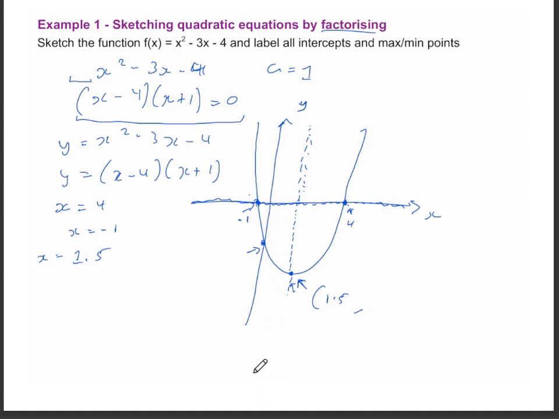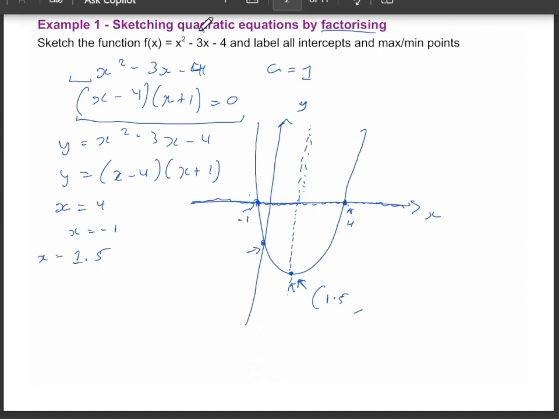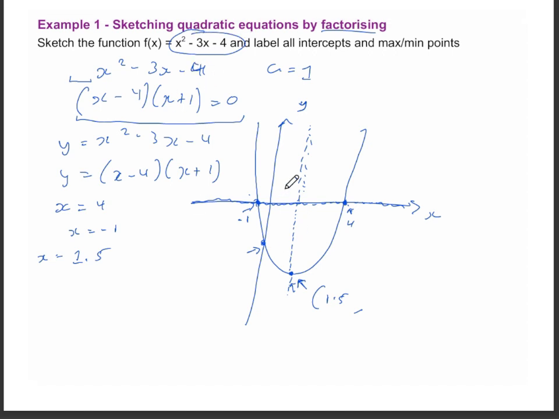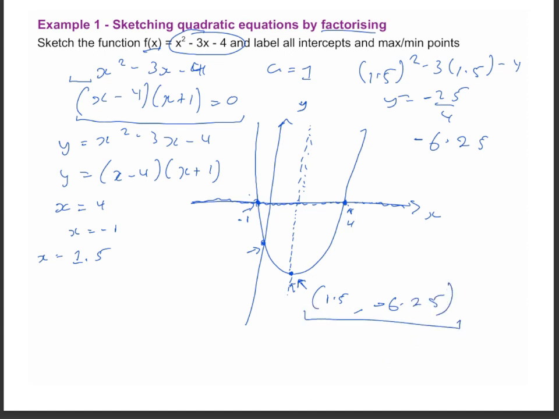From that, we can find our y coordinate. How? We can put it back into our equation of the quadratic, because remember, this is a quadratic graph. And if we put in our x value, we're going to get our f of x value, which is the y value. So if we put in 1.5 squared minus 3 times 1.5 minus 4, we get y equals negative 25 over 4, which is just negative 6.25. And this is what we get as our vertex.